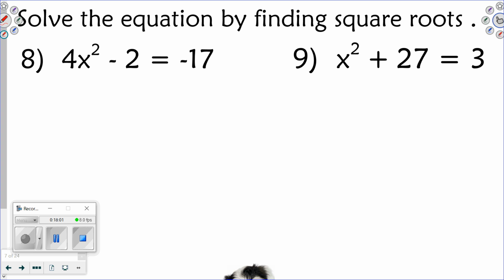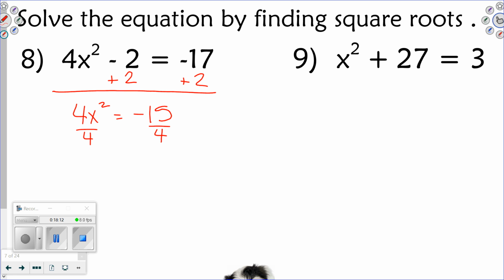All right, guys. So number 8, add 2 to the other side. So 4x squared equals negative 15. Divide by 4. That does not divide, so it stays a fraction. A couple of you are writing your fractions slanted, like the big old slash. Don't do that, okay? I know when you're younger you probably did that all the time, but we want up and down fractions. That way when we take the square root, we can clearly see top and bottom separated.